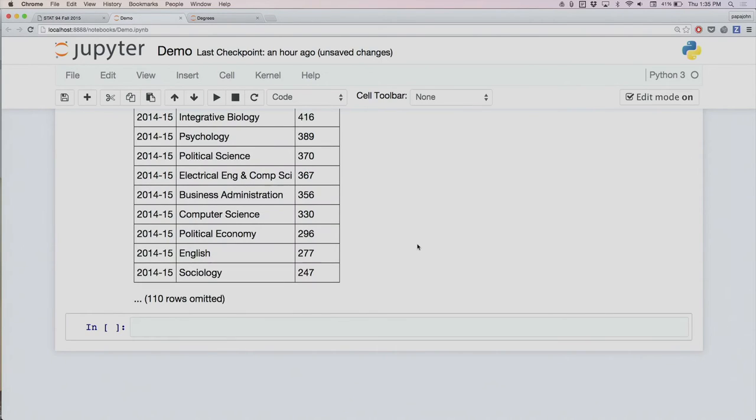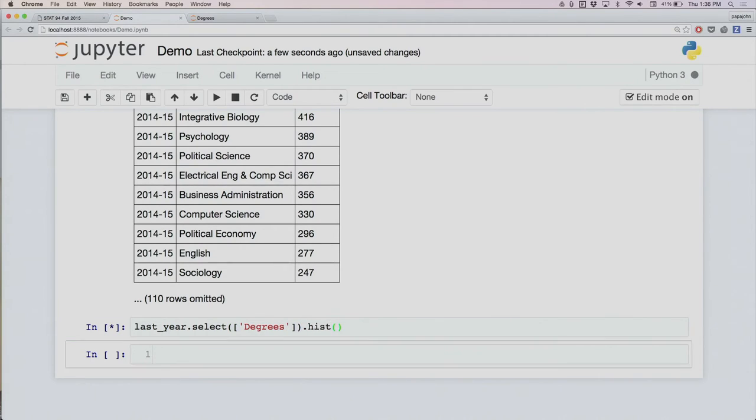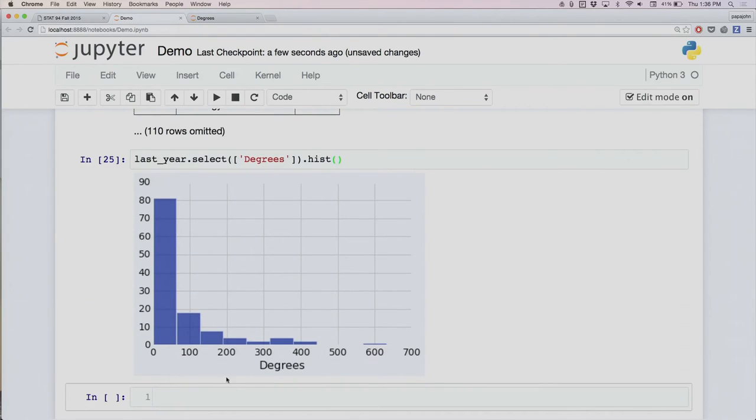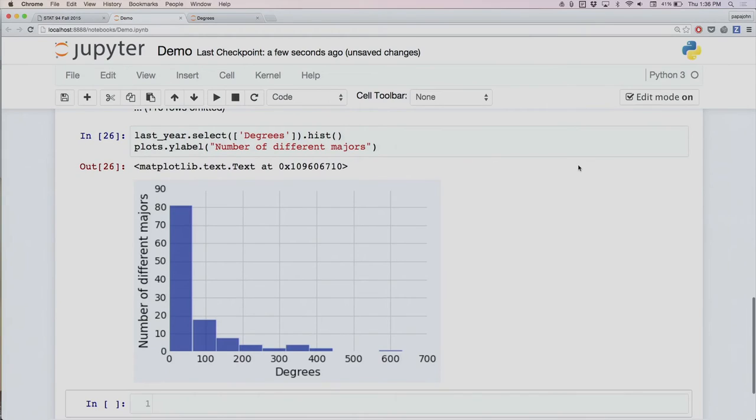How much of the chart is that? Well, maybe I want to know how many different degrees have about 100 people in them, or about 200 people in them. That's another classic case of information visualization, where we just select the degrees that we want to visualize, and we draw what's called a histogram. A histogram tells you the number of degrees, that's what's on the horizontal axis. On the y-axis there, that's the number of different majors that have that many degrees.